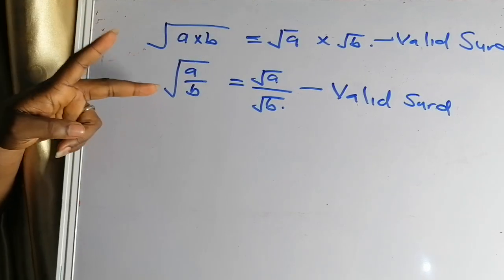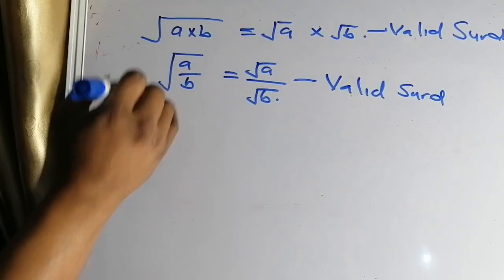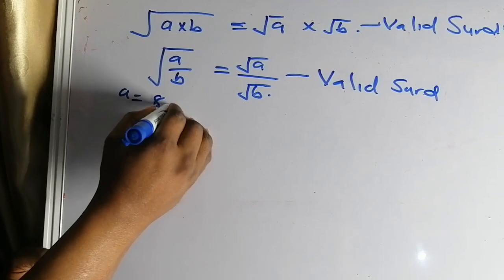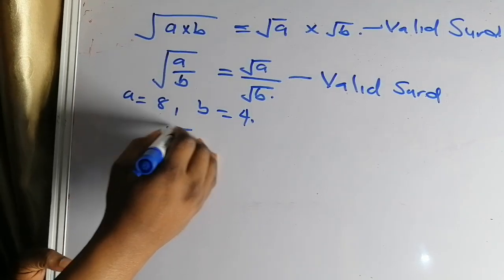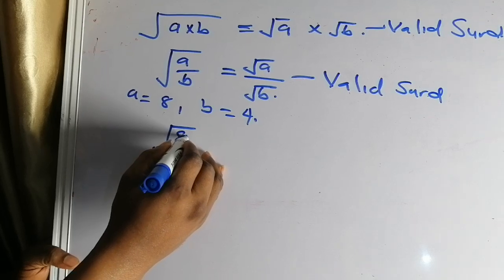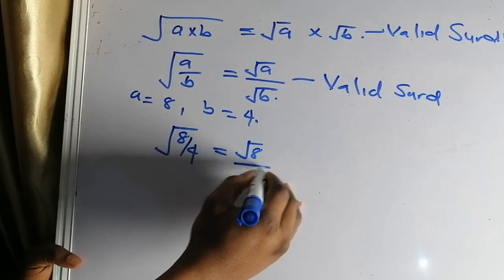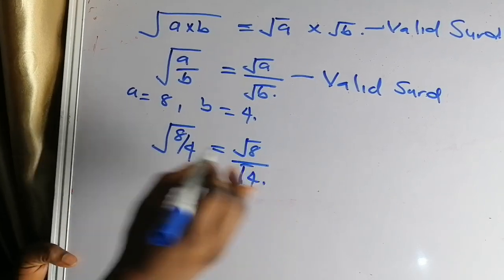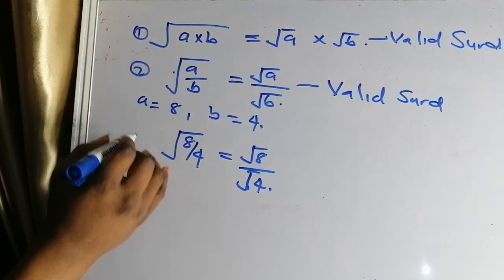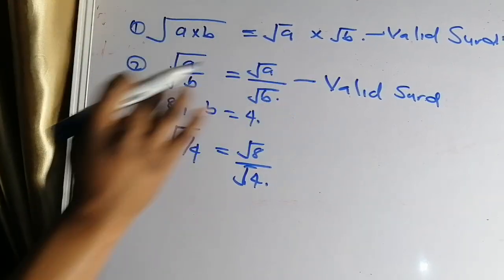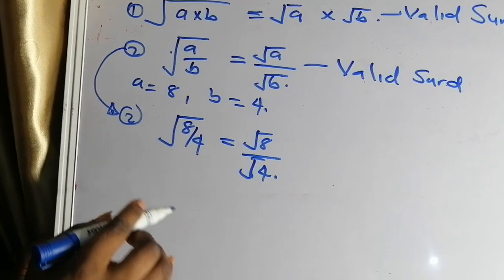Multiplication is valid, division is also valid. Now for this division, let's assume A is 8 and B is 4. From here we have 8 over 4, then here we have root 8 over root 4. We've done this in part 3. I'm just trying to re-emphasize these two here so that it will be very clear to everybody.